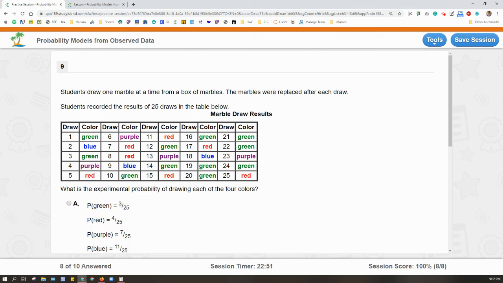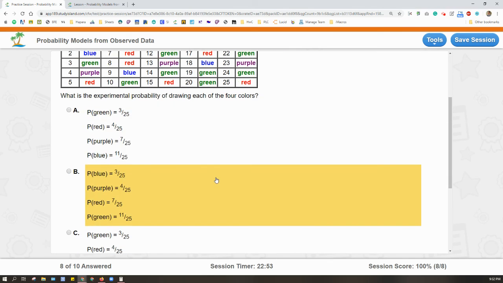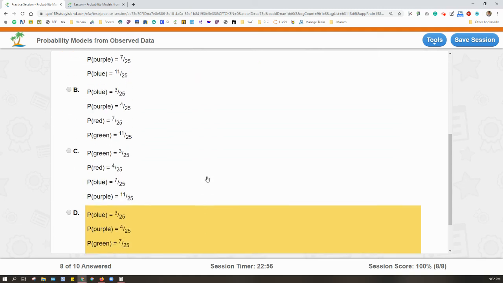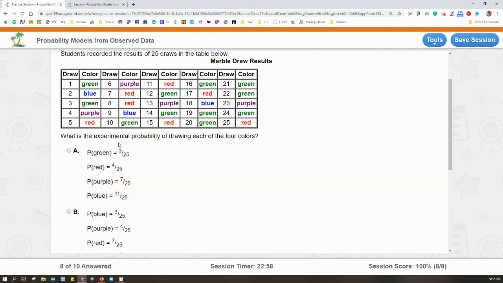What is the experimental probability of drawing each of the 4 colors? So we've got 4 choices, and each of those 4 choices has 4 different probabilities. So let's pick a color and find the probability, and we'll start matching them up, okay?